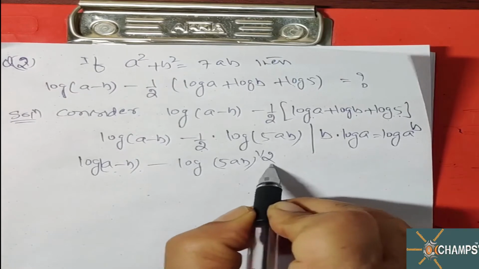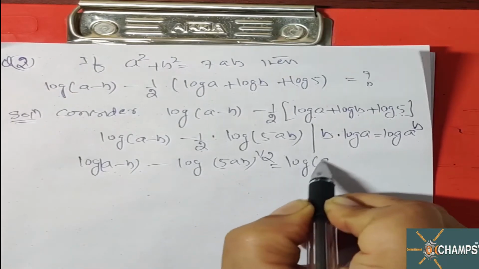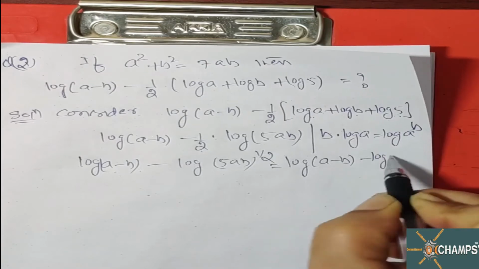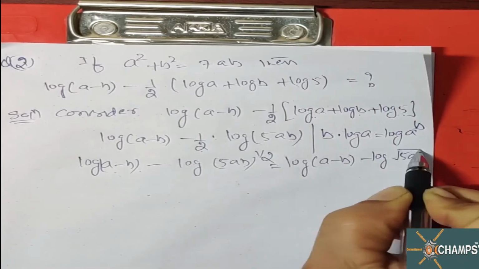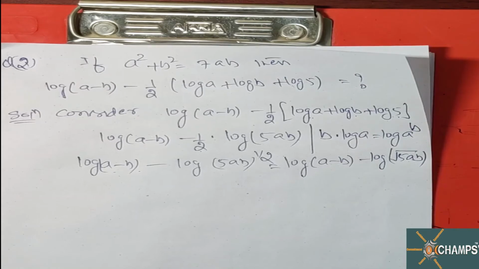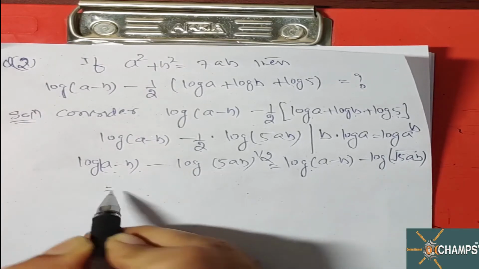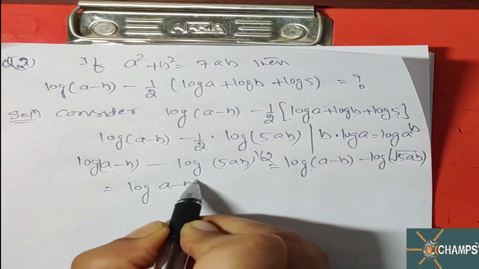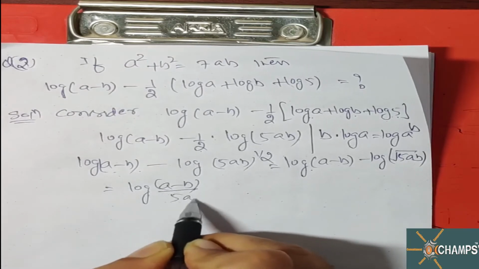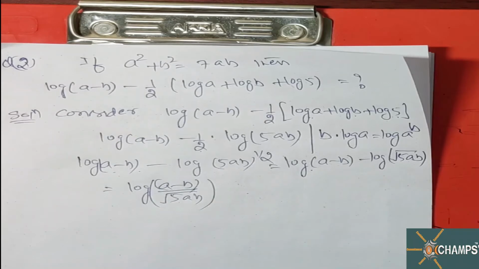Log a minus log b, or one more step I'll write, log a minus b minus log 5ab under root. This square root is only for 5ab, so it is included in the square root. Now log a minus log b can be written as log a minus b by 5ab under root. Make it relation number 1.